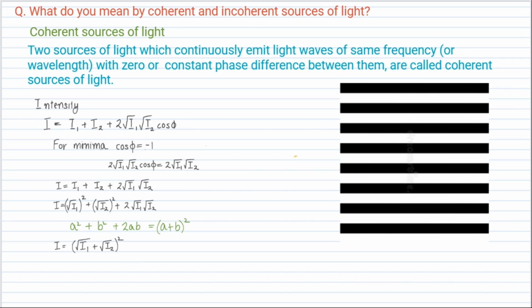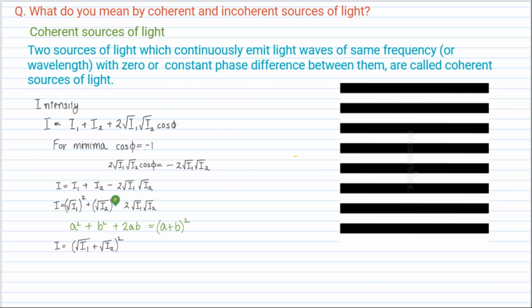So for your minima, the cos phi should be equal to minus 1, the smallest value of cos phi. So if cos phi equals minus 1, then this term will be minus 2 root over I1 I2. Fine. Now, if I substitute this term in this equation, what happens? Everything will be the same, only this sign. Instead of plus, it will be minus. Now, I can write the same expression exactly like this, but instead of plus, we have to replace it with a minus sign here.